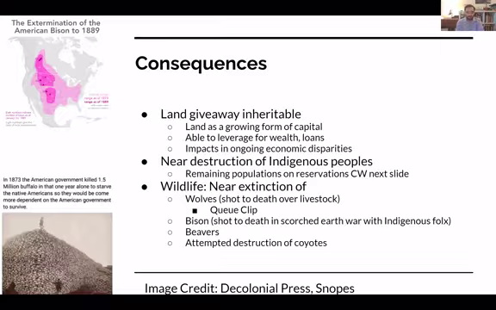Some of the consequences of this. Well, I mentioned some of the economic ones. Land is a growing form of capital. You can use it as collateral for loans if you want to found a business. You can sell it and then move to the West Coast and buy a nice house in Newport Beach. You can improve it or turn it into a shopping mall once cities start to form in those areas. You can do whatever you would like. It's 160 acres of land. That's a lot of things that you could do.